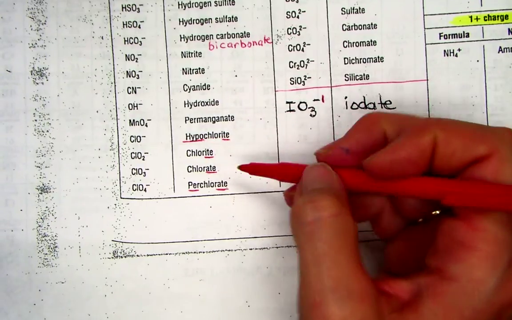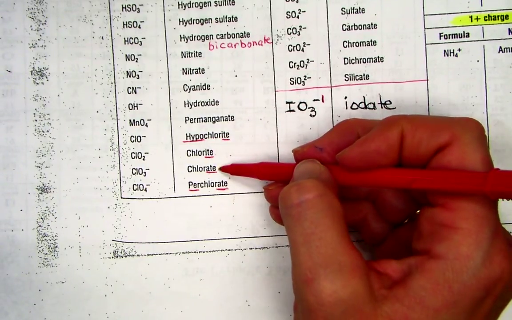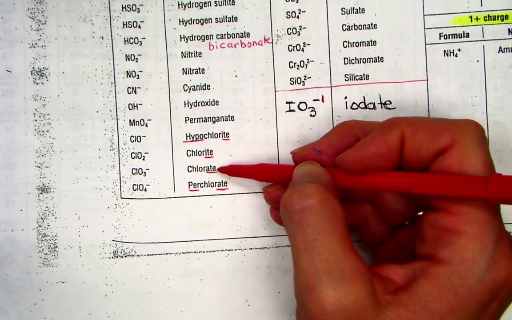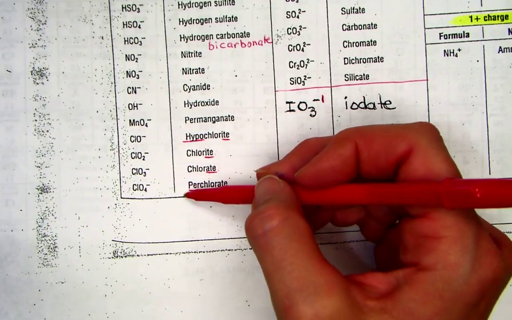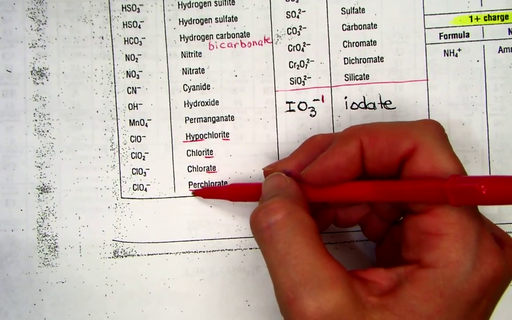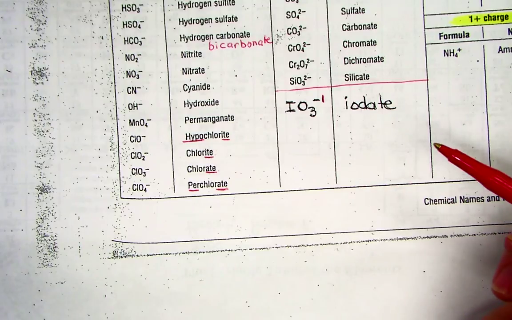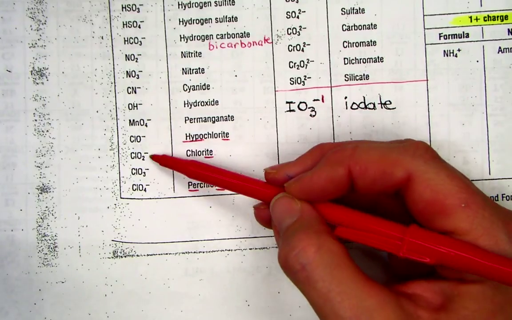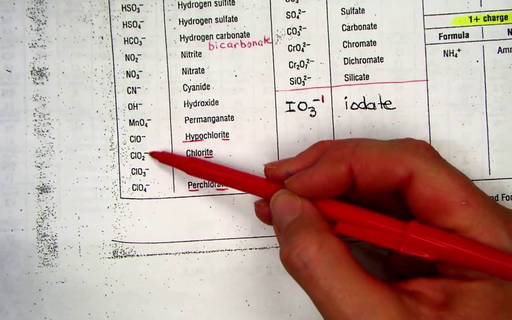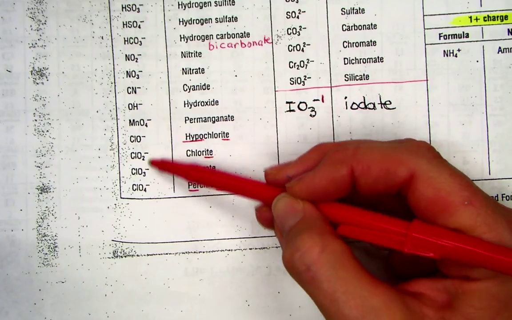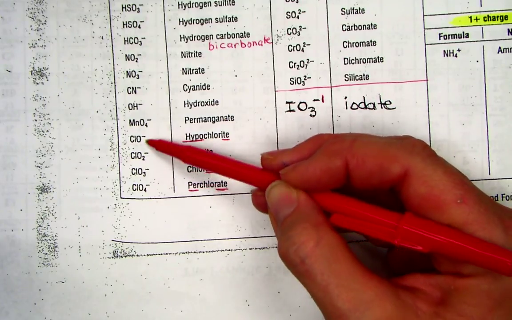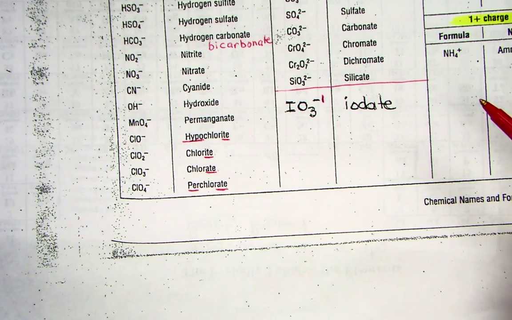Hypochlorite. Go back to that main element, chlorate, and you add one more oxygen on, and we get the prefix per, coming from hyper, which means above. Perchlorate is one more oxygen than chlorate. Notice the charge stays constant. These are all -1 charge. We're just changing the ending to recognize the number of oxygens.